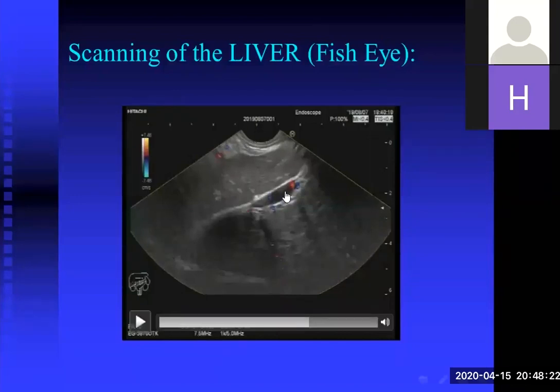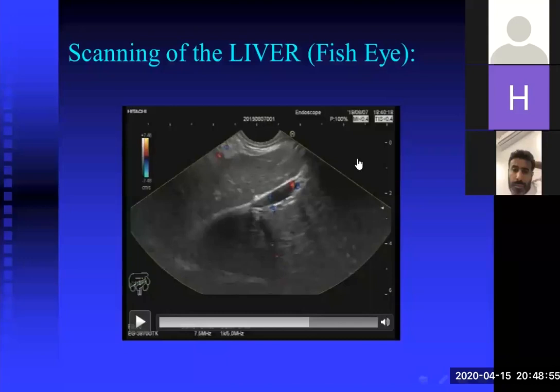At the fish eye appearance, the left portal vein, I mentioned before several times that there is a ligament, the ligamentum venosum, communicating the left portal vein to the inferior vena cava. And on the other side, to the left of the screen, this is the ligamentum teres. So this is the fish eye appearance, and to the right of the screen is the ligamentum venosum, going to the inferior vena cava, and here is the ligamentum teres.